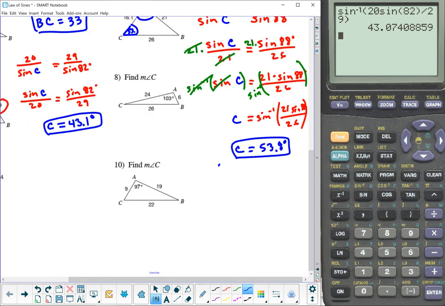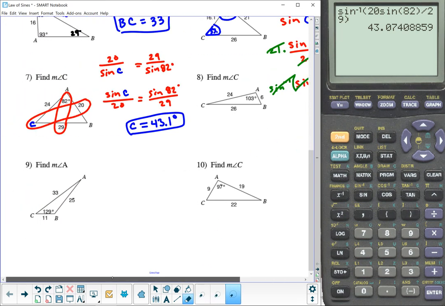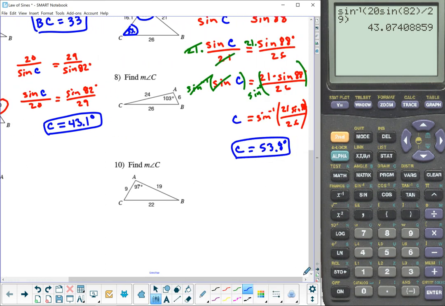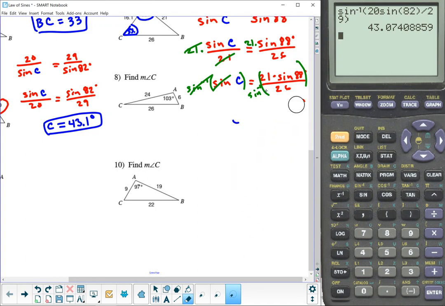This is degrees. Okay, that's 7. Number 8. Let's see. Oh, same scenario. I'm going to get rid of the rest of this because we already finished this.